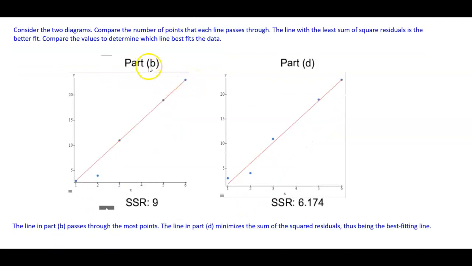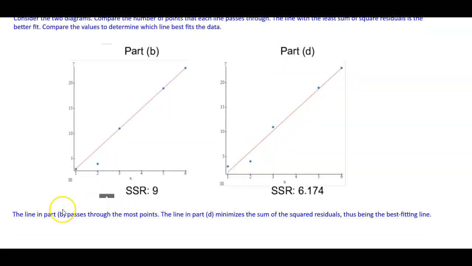Okay, so if you take a look at part B, it goes through 1, 2, 3, 4 points. In part D, this goes through 1. Okay, so we can see here that the line in part B passes through the most points. The line in part D minimizes the sum of the squared residuals because we got 6.174. Therefore, this is the line of best fit, because it is the best fitting line for that graph.